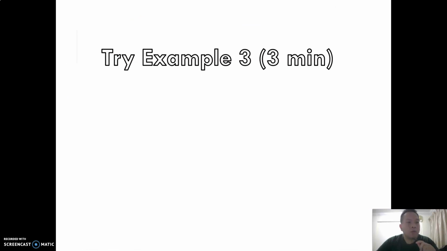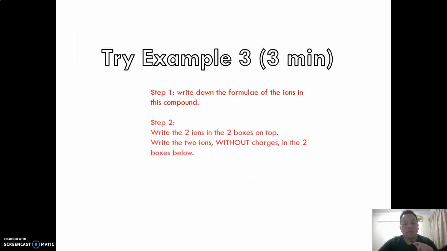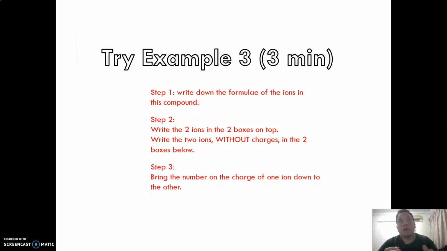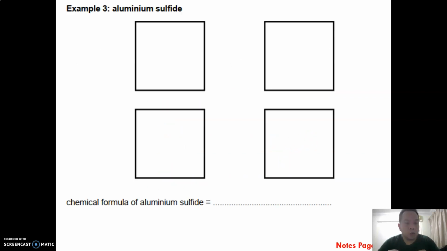Okay, now I want you to try example 3 after pausing the video, following the steps. If you need to know the formula of the ions, you can go to the back page of your orange book. So this example is aluminium sulfide. The ion list contains the formula of both ions. So please pause the video now for 3 minutes and try to follow the steps and write the chemical formula.